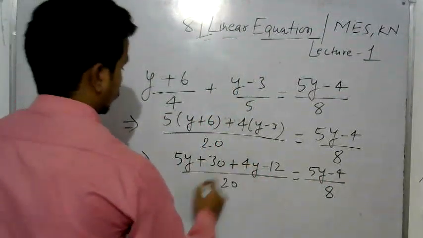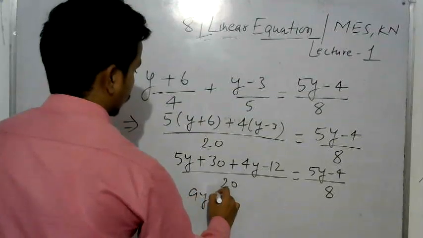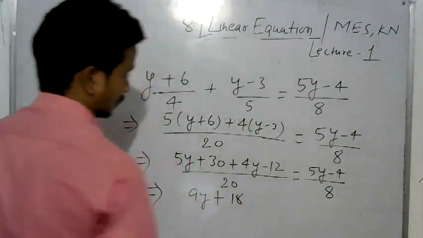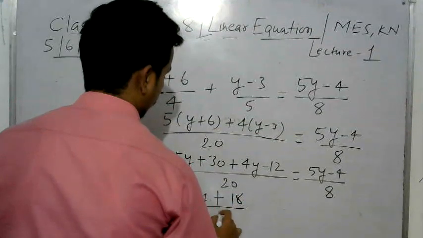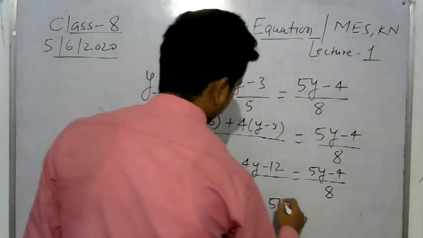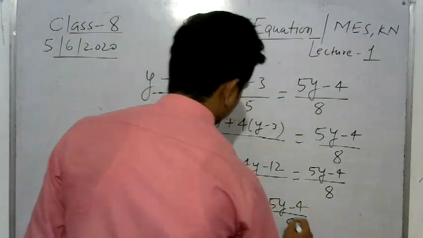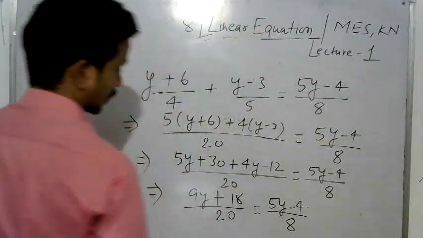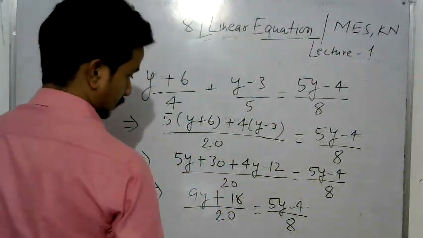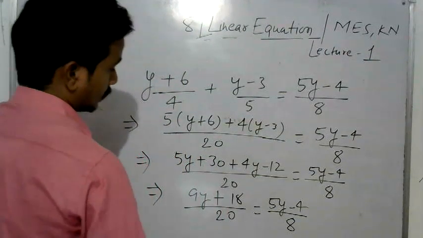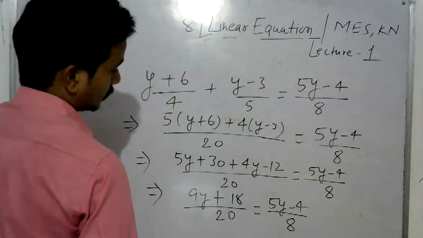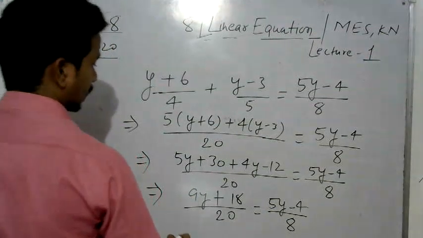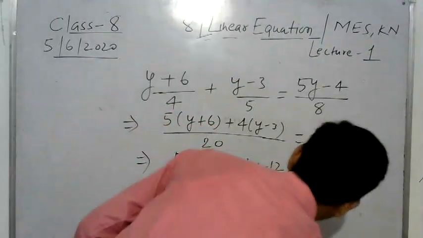Now 5y plus 4y is 9y, plus 30 minus 12 is 18, divided by 20 equals 5y minus 4 over 8. Now I can multiply both sides with 40. Now multiplying both sides with 40, what do we get?